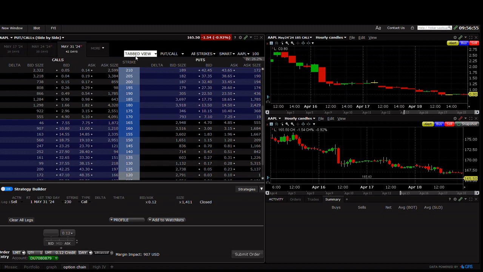Here, you see different columns. I will come to delta in a minute, but there is bid size, which is the number of people who are bidding for these values. There is bid, ask price, and ask size also. There is the strike price. This is a value of the underlying asset, here in this case Apple. Apple's value 210, 205, 200, and so on.